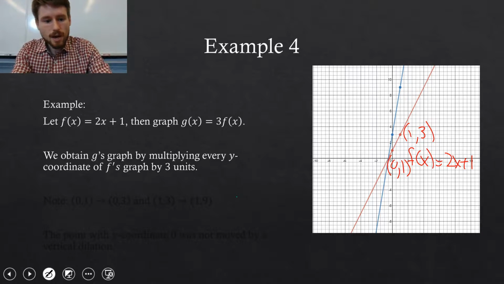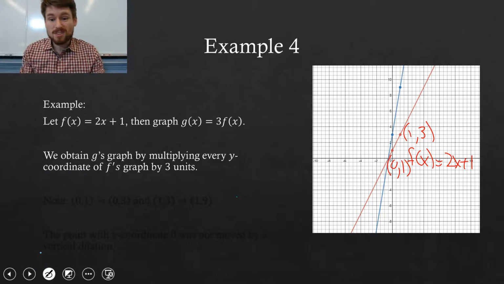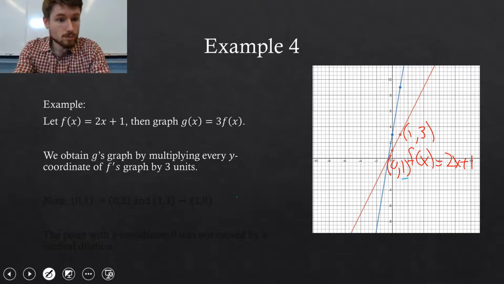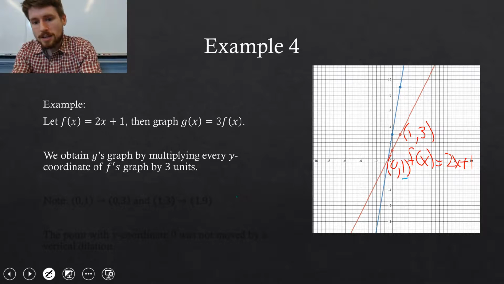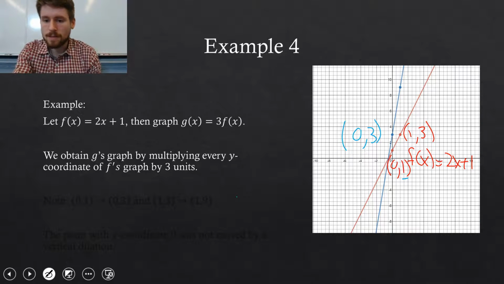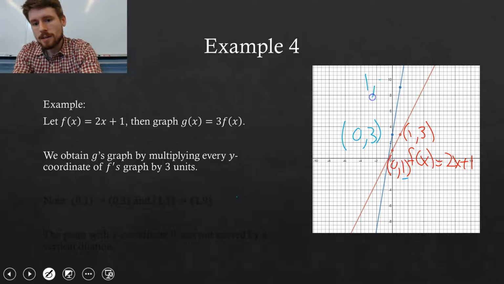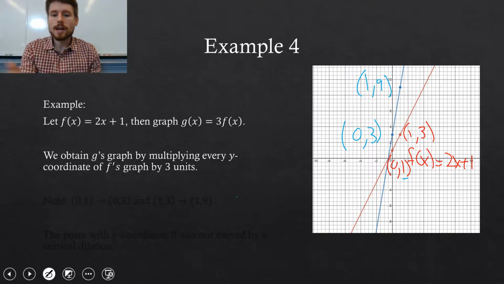And where do they end up? Well, we're taking their y values and multiplying them by 3. So let's take the y value of the first point, which is 1, multiply it by 3, and you end up getting (0, 3). So it's up there now. And then let's take the y value for 3, multiply that by 3, and you end up getting (1, 9). So it's been stretched vertically. We end up having a steeper graph as a result of it.